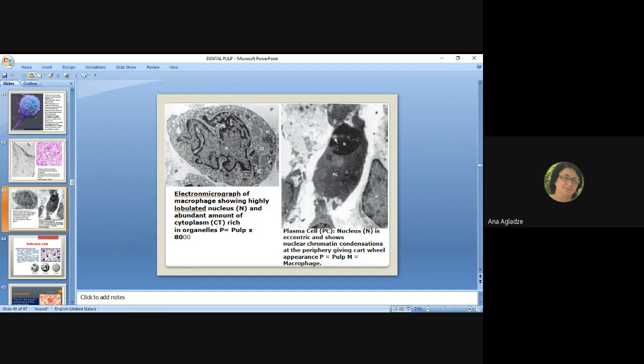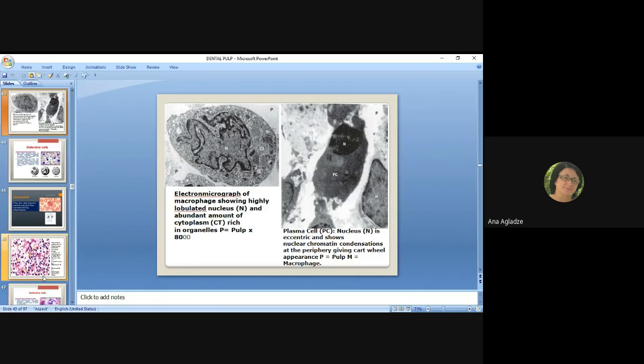And you can see that the nucleus is eccentric and shows nuclear chromatin condensation at the periphery. And also you can see the plasma cell cytoplasm, and it contains a large amount of rough endoplasmic reticulum and Golgi complexes. And here near this cell, you can see the macrophage.